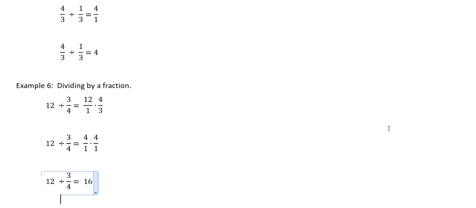Okay, dividing by a fraction. Oh, not fractions, one fraction divided by another, but a whole number divided by a fraction. We have 12 divided by 3/4. So this is 12 over 1, the number 12, times the reciprocal of 3/4, which is 4/3. Well, there's a common factor of 3 in the 12, and we're going to eliminate that here. So 12 divided by 3 is 4. We're going to end up with 4 over 1 times 4 over 1, which is just 16.